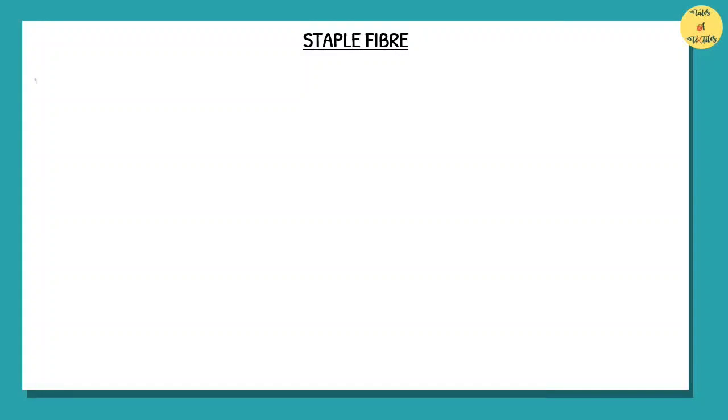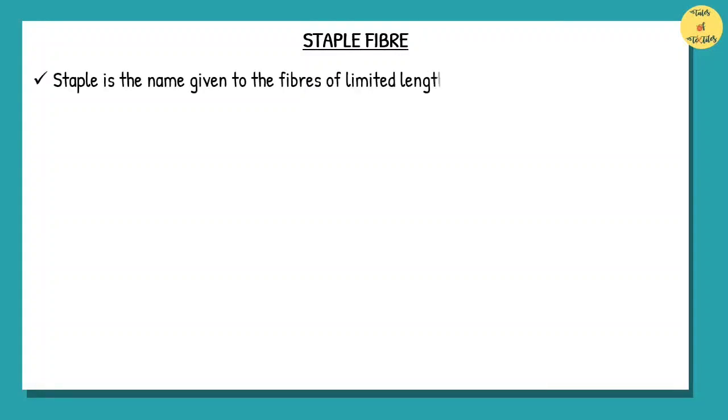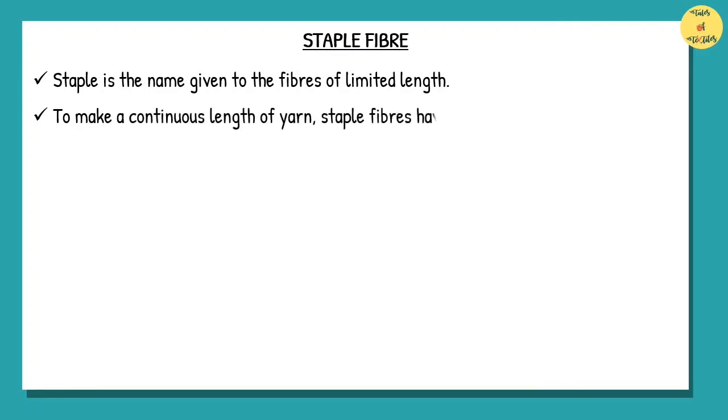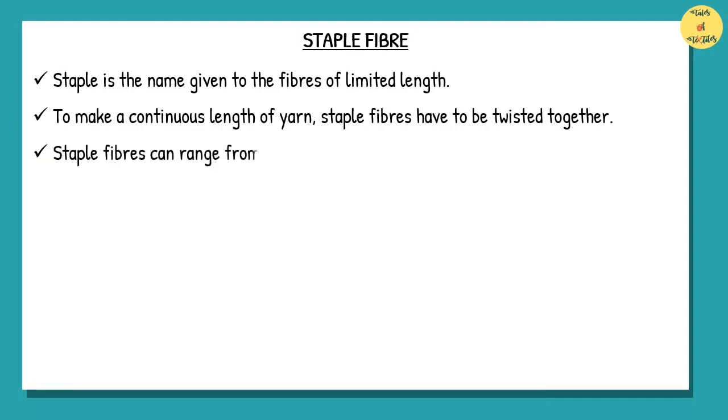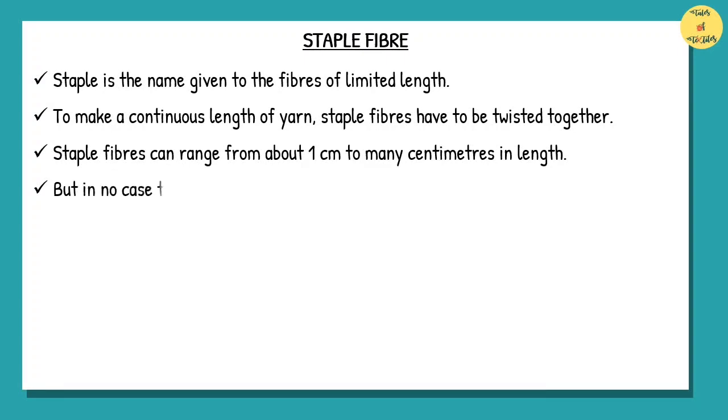Staple fiber. Staple is the name given to the fibers of limited length. To make a continuous length of yarn, staple fibers have to be twisted together. Staple fibers can range from about 1 centimeter to many centimeters in length. But in no case do they ever become long enough to be classified as filament.